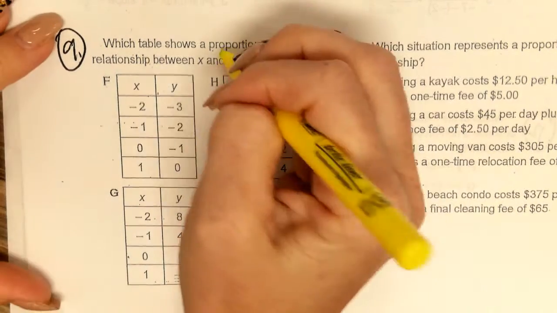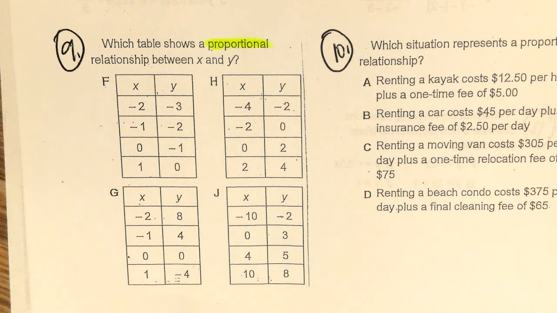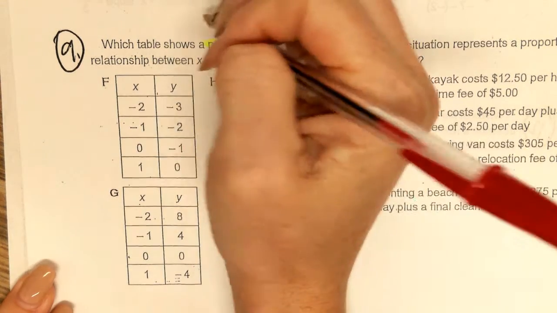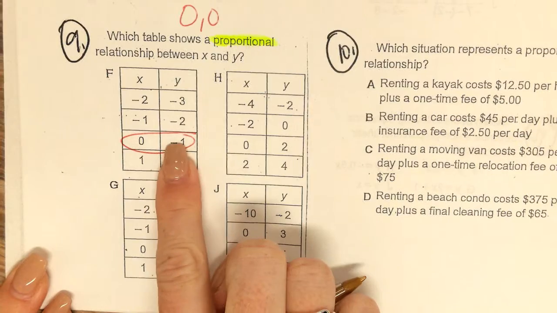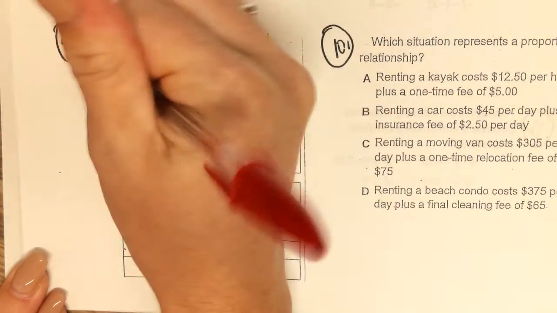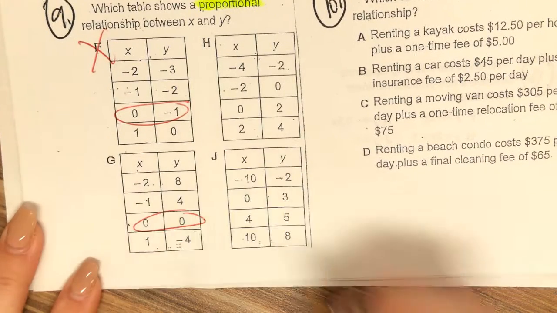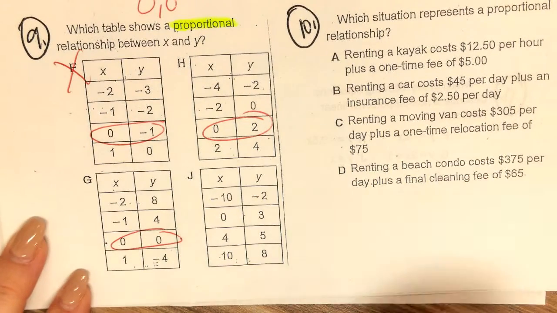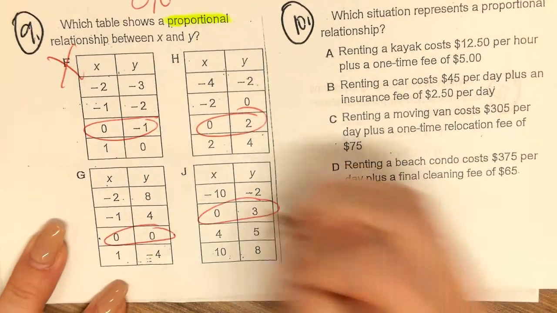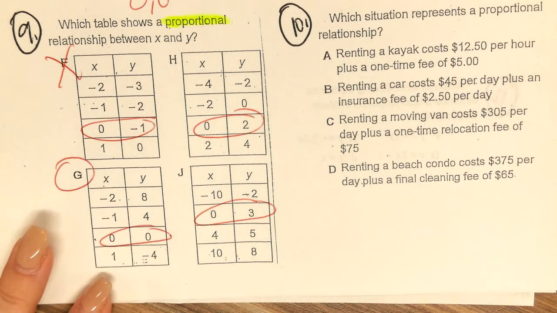All right, what was your clue word on number 9? Proportional. What did we learn on question 1? If it's proportional, it has to pass through 0, 0. Okay, well, did this pass through 0, 0? It passed through 0, negative 1, so can't be F. Look at G. Did this pass through 0, 0? So probably that one. Did this one pass through 0, 0? Nope, and nope. So the answer was G.